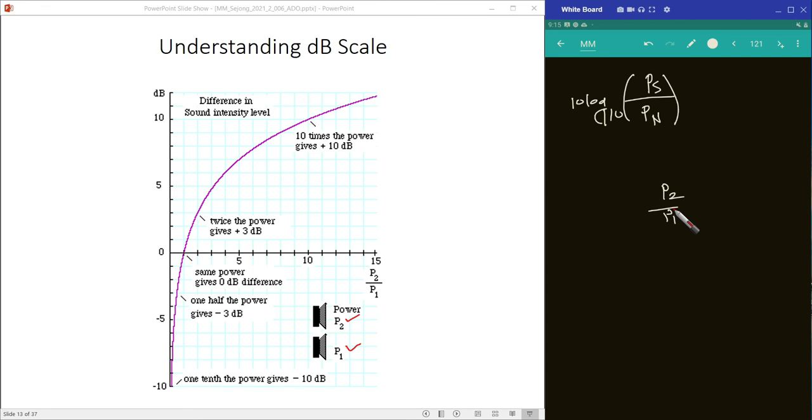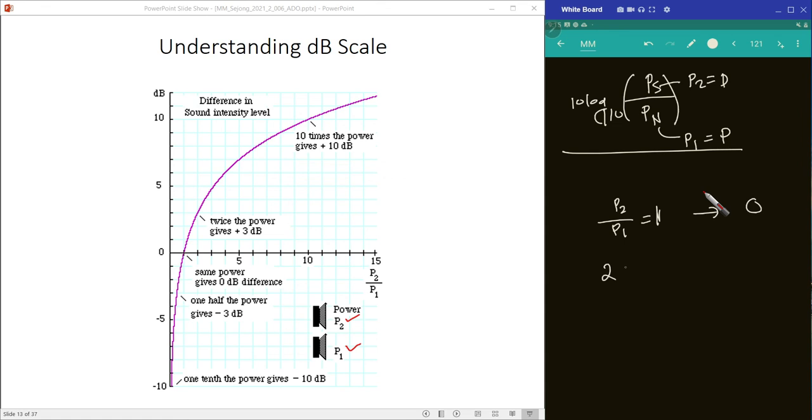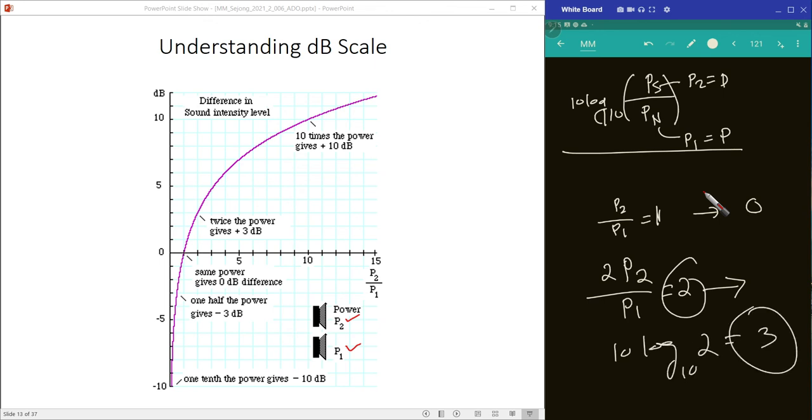And exactly, you see that if this is P2 and this is P1, if both are equal to P, that means at that time it will be 0 in dB scale. So in linear scale, if this ratio is 1, then in dB scale, it will be 0. And how about if, in linear scale, your P2 is double P1? That means in linear scale, it will be 2. And if you just take 10 log 10 of 2, then it will be basically 3. So in dB scale, it will be 3.